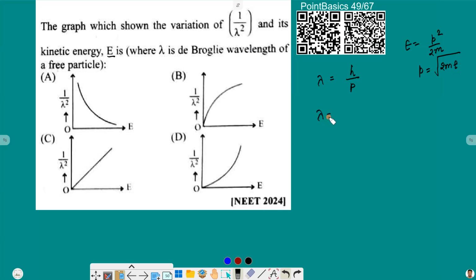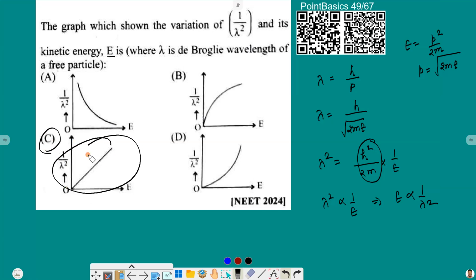So we can write that λ is equal to h by under root 2mE, and if we square, then I will get λ squared is equal to h squared by 2m into 1 by E. Now this is a constant term, so basically I can write that λ squared is proportional to 1 by E, or energy is proportional to 1 by λ squared, and that is option C in graphs. So option C will be the right answer.